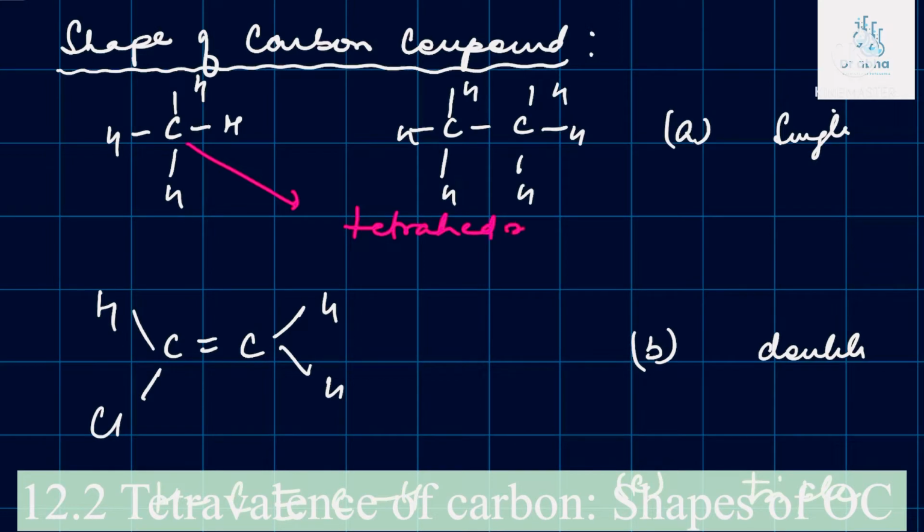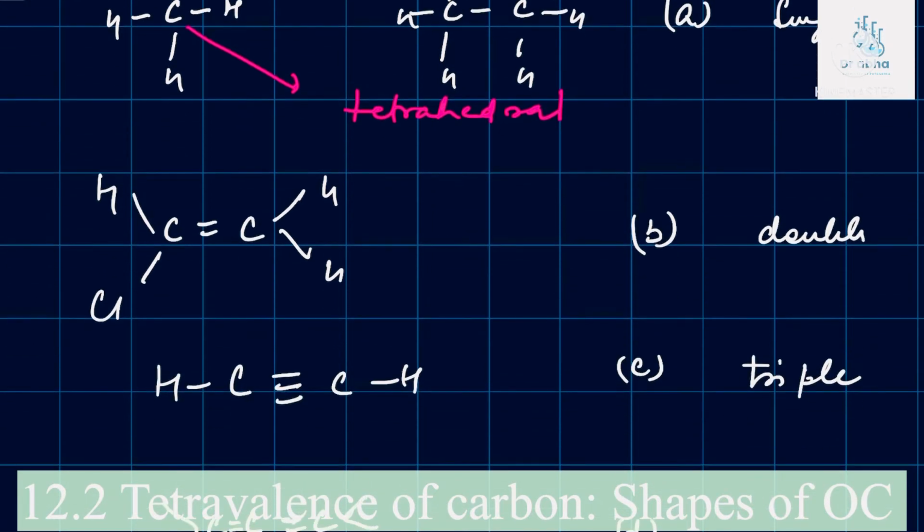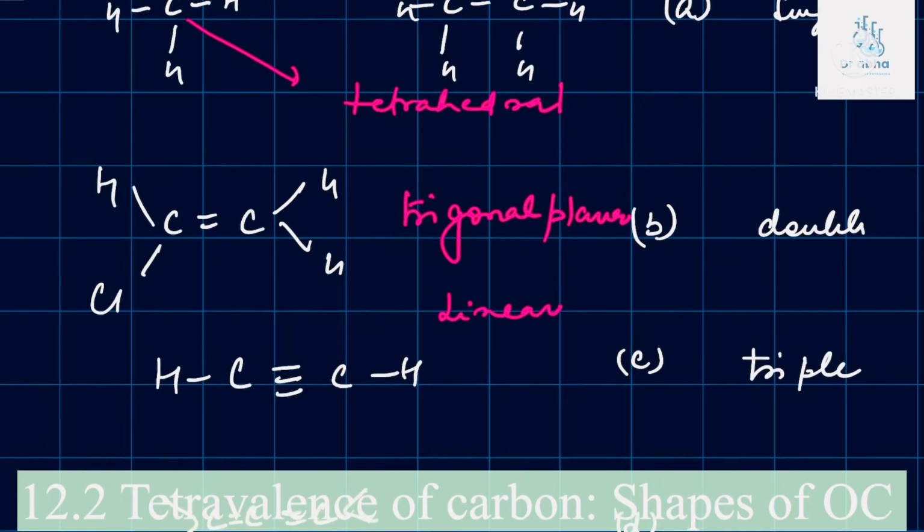कार्बन क्या होगा? हमेशा tetrahedral होगा. So it will form a tetrahedral. So the structure of the compound is going to be tetrahedral. If it is doubly bonded, it is going to be trigonal planar. अभी आपको इसका reason भी बताते हैं, right? And if it is triply bonded, it is going to be linear, right?